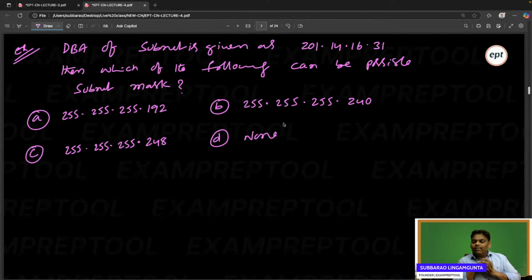DBA of subnet is given as 201.14.16.31. Then which one of the following can be possible subnet mask? Can anyone give answer?